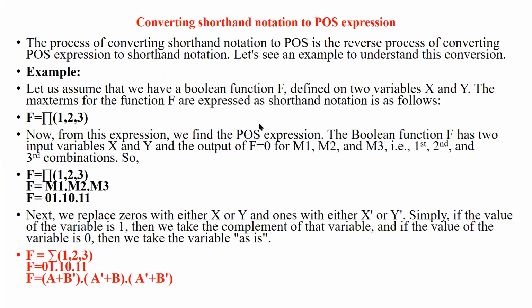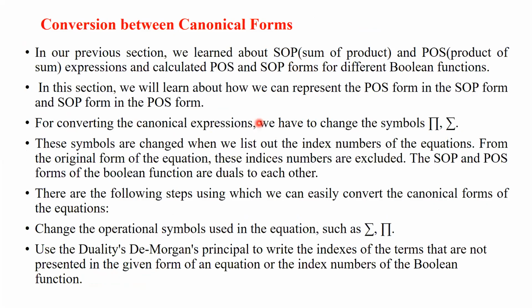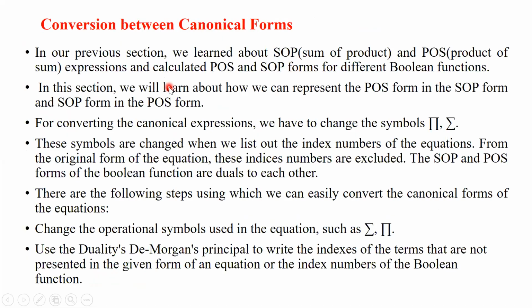Finish? Oh, the next one is to write down conversion between canonical form. That is, if I have the min term, I want to convert it into max term. If I have the max term, I want to convert it into the min term. So just write down the heading, conversion between canonical form.